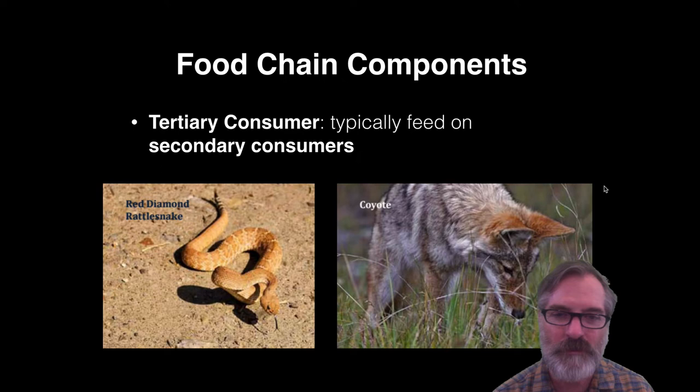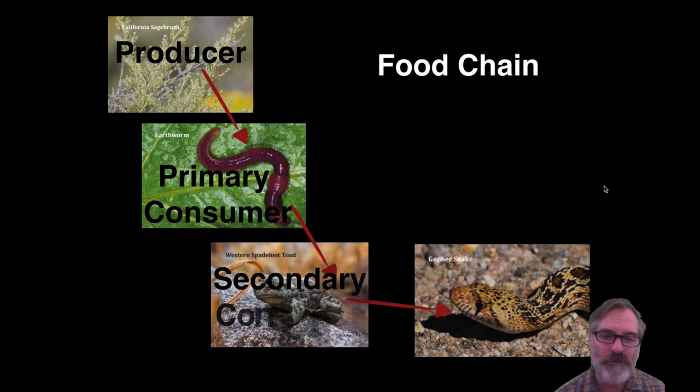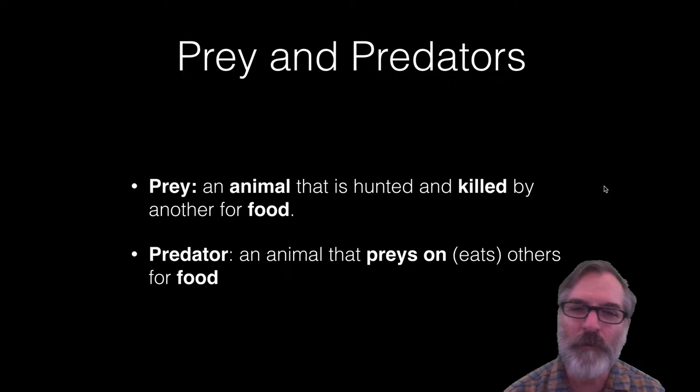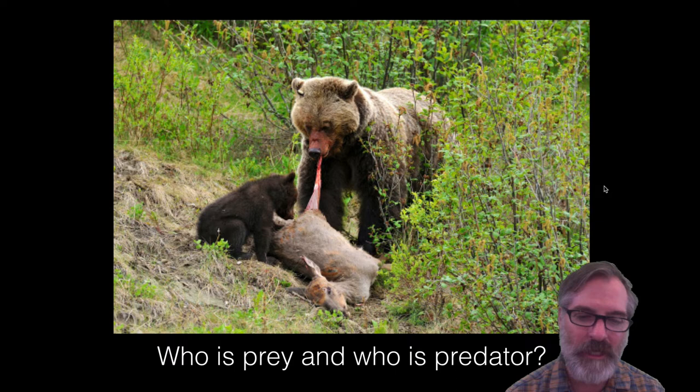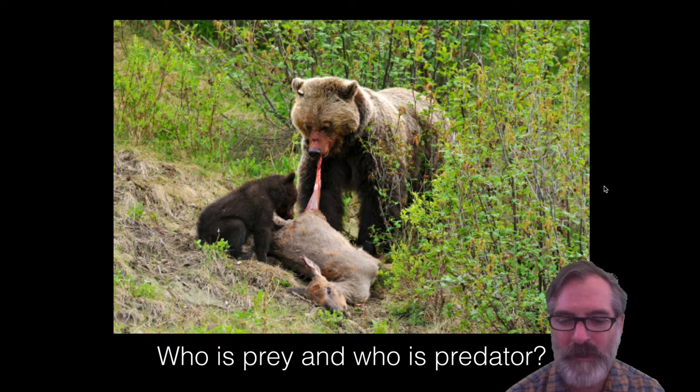So we've got our producer, our primary consumer, our secondary consumer, and then our tertiary consumer. Remember a prey and predator relationship. Prey is an animal that is hunted and killed by another for food, and a predator is an animal that preys on or eats others for food. So again, who is the prey and who's the predator? Grizzly bear, predator. The prey is the deer.